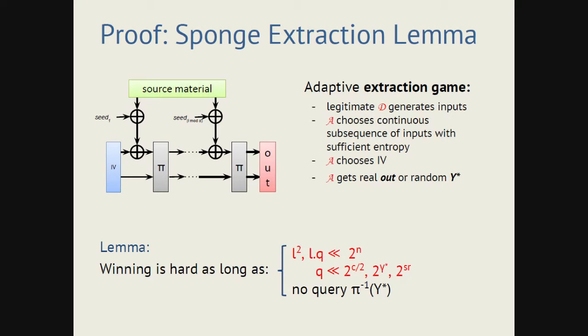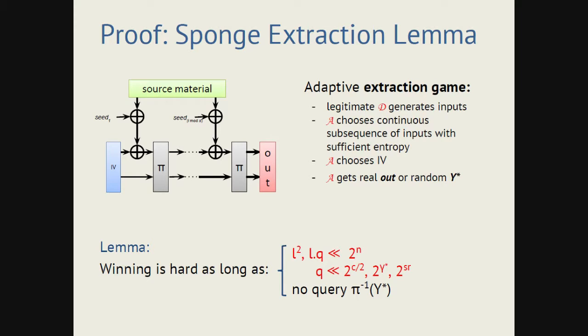And we prove that winning this game, figuring this out, is difficult as long as a similar set of conditions is satisfied, and additionally, as long as the adversary doesn't ask an inverse query to the permutation pi on the value y star that it gets in the ideal experiment. Now, this condition might sound a bit unusual, but there is one reason why we include it, because it allows us to get much better bounds. In particular, it allows us to even say something meaningful if the input is only one block long, which would not be possible without this condition. That's not that hard to analyze. So it allows us for better bounds.